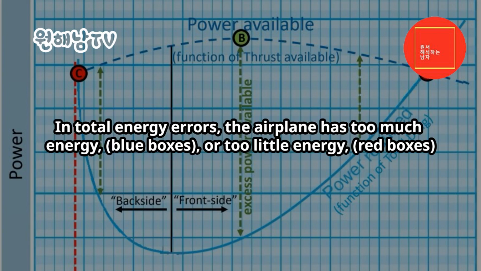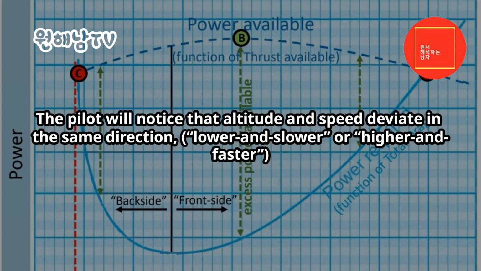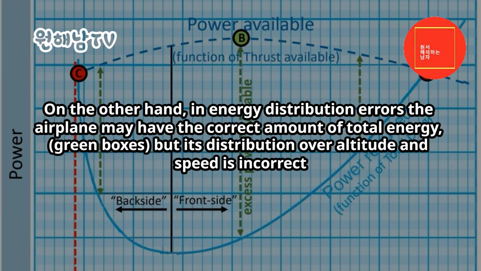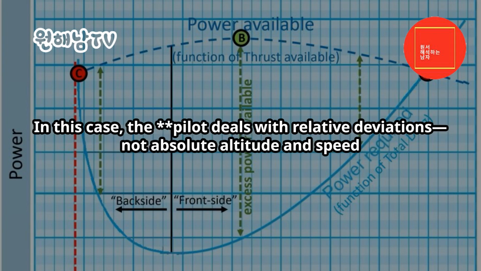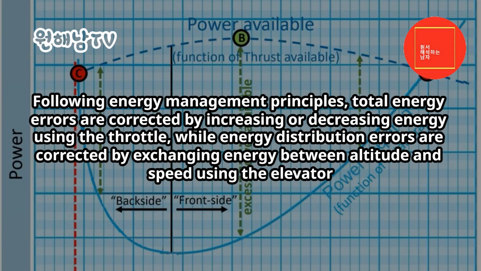In total energy errors, the airplane has too much energy, blue boxes, or too little energy, red boxes. The pilot will notice that altitude and speed deviate in the same direction, lower and slower or higher and faster. On the other hand, in energy distribution errors, the airplane may have the correct amount of total energy, green boxes, but its distribution over altitude and speed is incorrect. Here, altitude and speed deviate in opposite directions, higher and slower or lower and faster. In this case, the pilot deals with relative deviations, not absolute altitude and speed. Following energy management principles, total energy errors are corrected by increasing or decreasing energy using the throttle, while energy distribution errors are corrected by exchanging energy between altitude and speed using the elevator.